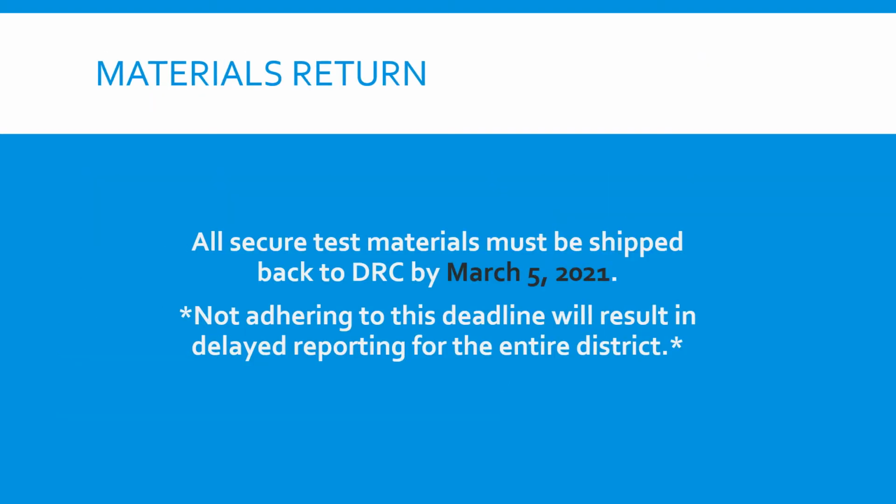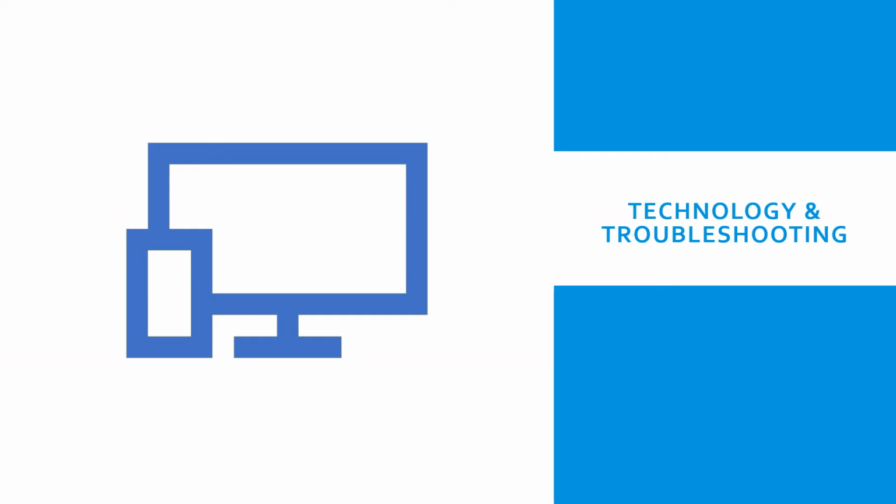All secure test materials must be shipped back to DRC by March 5th, 2021. Any delay will result in a delay in reporting for the entire school district. Next, we will discuss technology and troubleshooting for the online Access assessment.